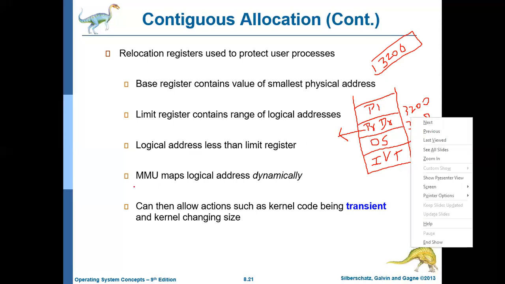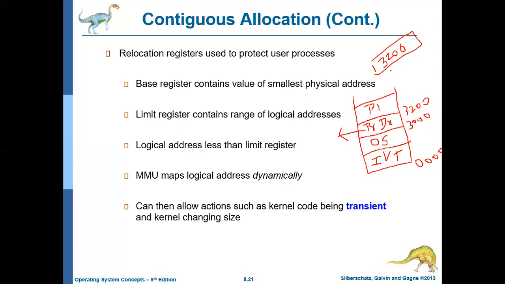And obviously because of that reason, the base register of P1 will have the value 3200. But if this driver is not there, then the operating system size will be only up to 3000. In that case, the base register of the process P1 will have the value 3000. It will not be 3200. So this can be easily done by just changing the value of the base register. You need not change anything else.